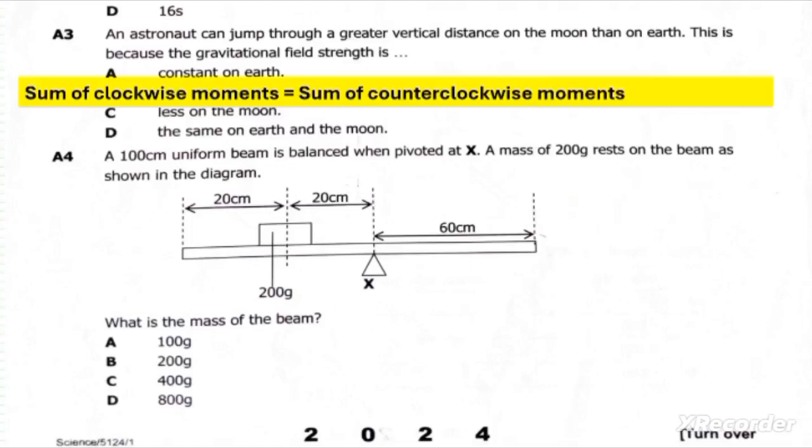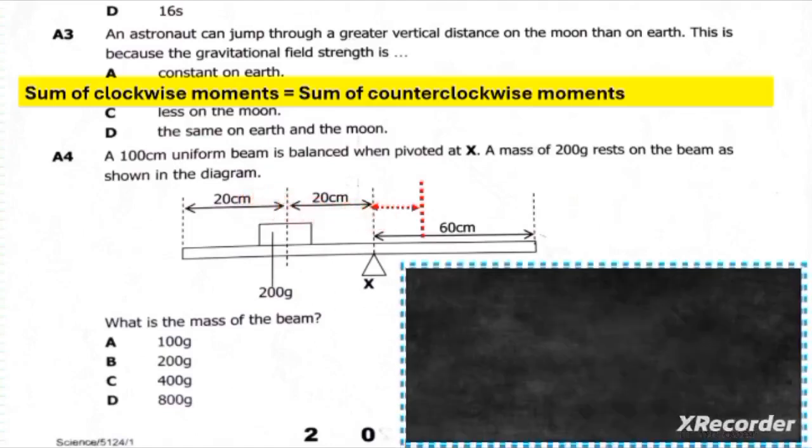Remember, I said the center of gravity should be on 50 centimeters. Here we have 40 centimeters, so we are going to add 10 centimeters so that we can have 50 centimeters. This is where the center of gravity will be. So therefore, we are going to say mass 1 times distance 1 is equal to mass 2 times distance 2.